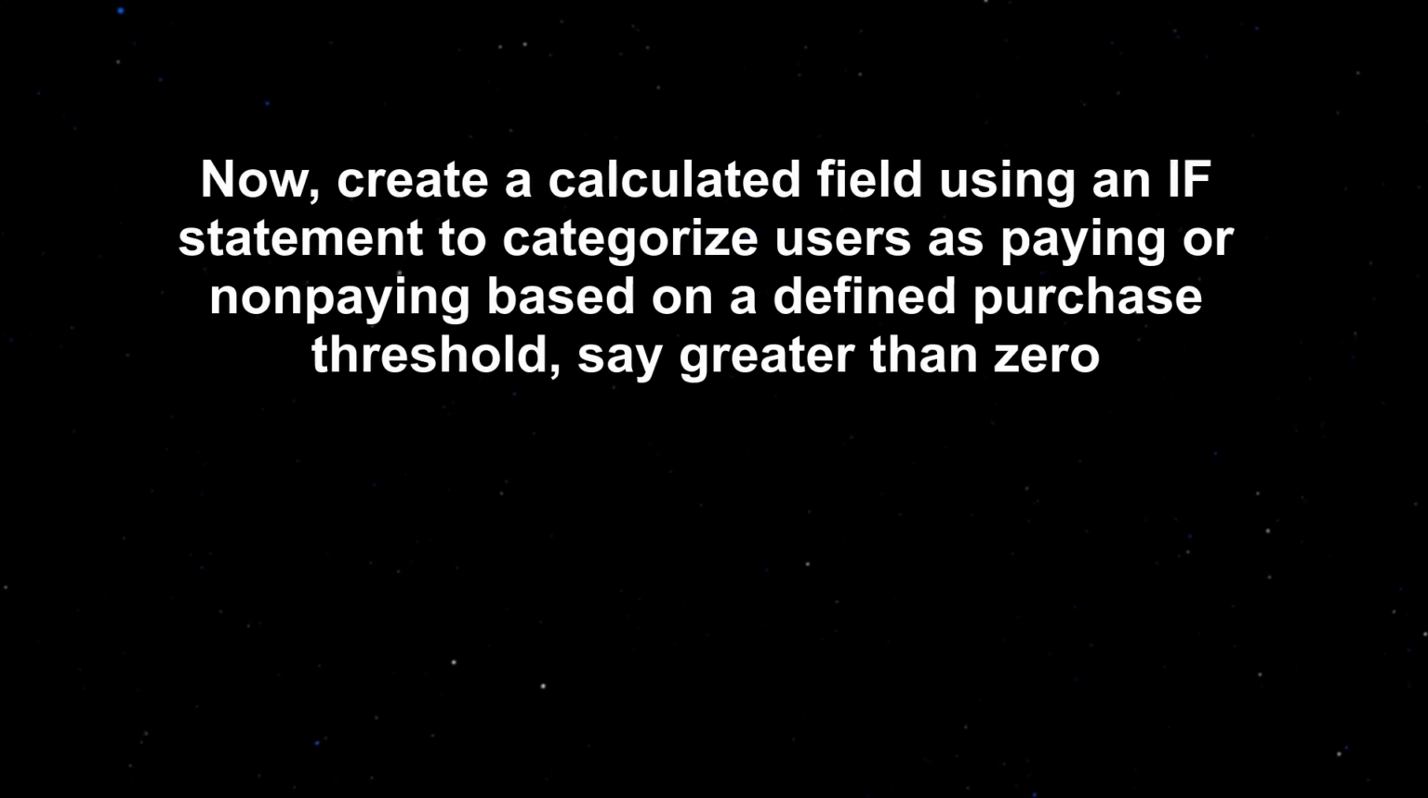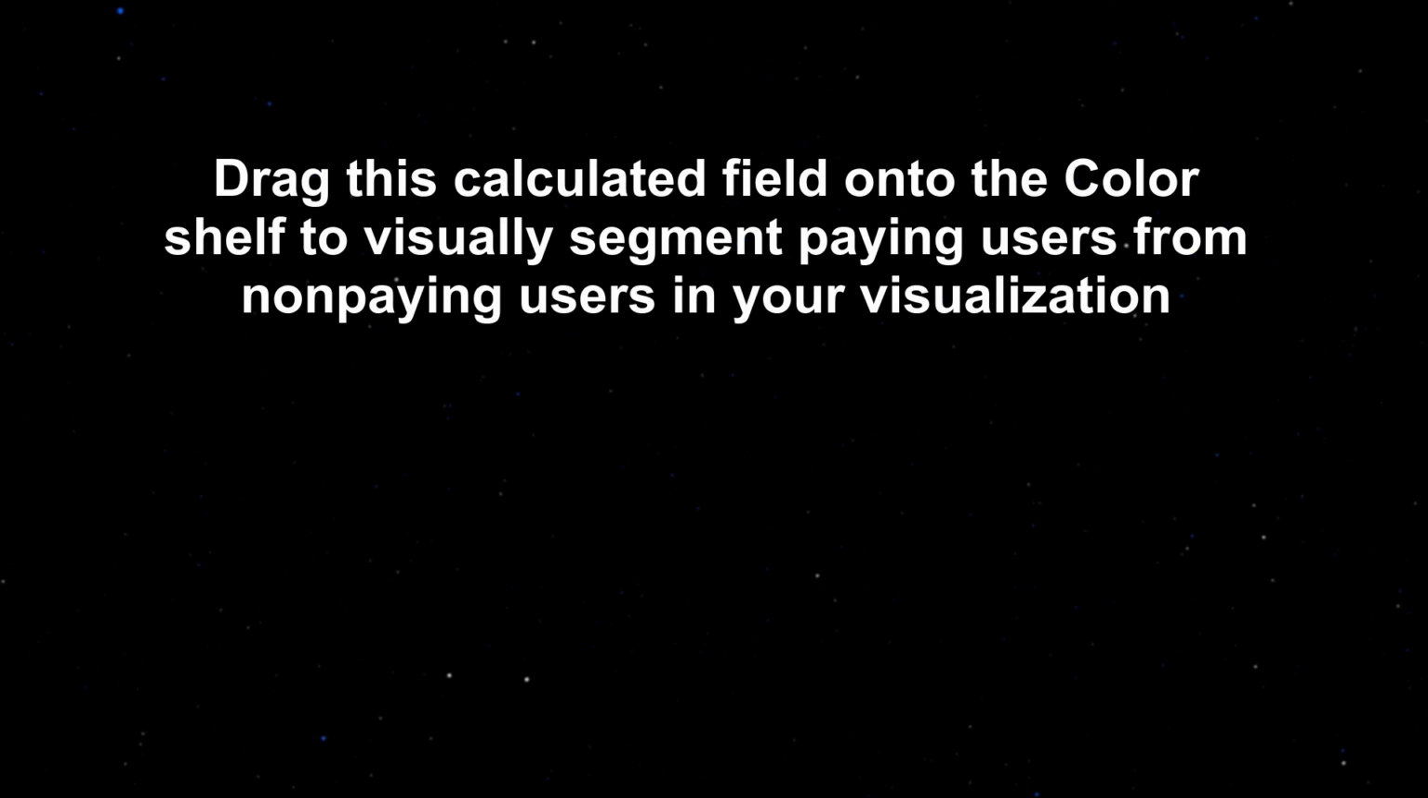Now, create a calculated field using an if statement to categorize users as paying or non-paying based on a defined purchase threshold, say greater than 0. Drag this calculated field onto the color shelf to visually segment paying users from non-paying users in your visualization.